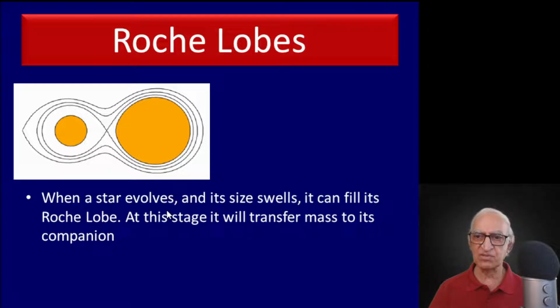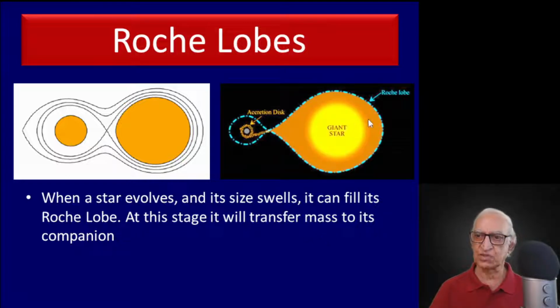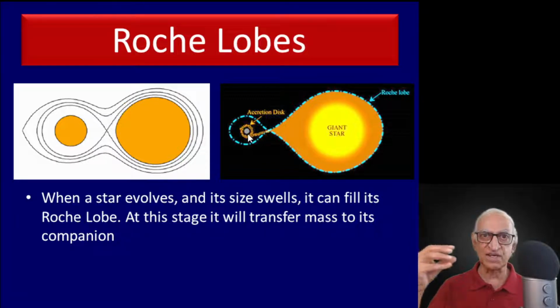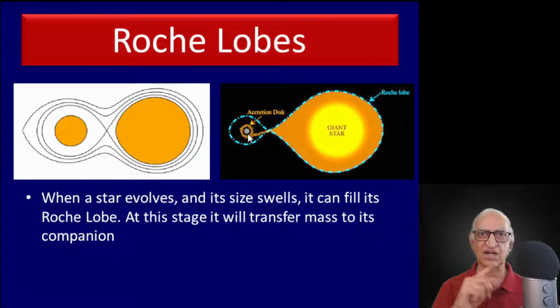So when a star evolves and its size swells and it becomes a giant, it can fill its Roche lobe at some stage or another. At this stage, it will transfer mass to its companion. So this giant star will transfer mass through the inner Lagrangian point to the companion star. And since the two stars are going around a common center of mass, this infalling matter has a large amount of angular momentum. Therefore, it cannot radially fall onto the companion star. It will swirl around it and form an accretion disk, and perhaps eventually from the accretion disk, it will fall onto the companion star. We shall discuss that in considerable detail in a few minutes.